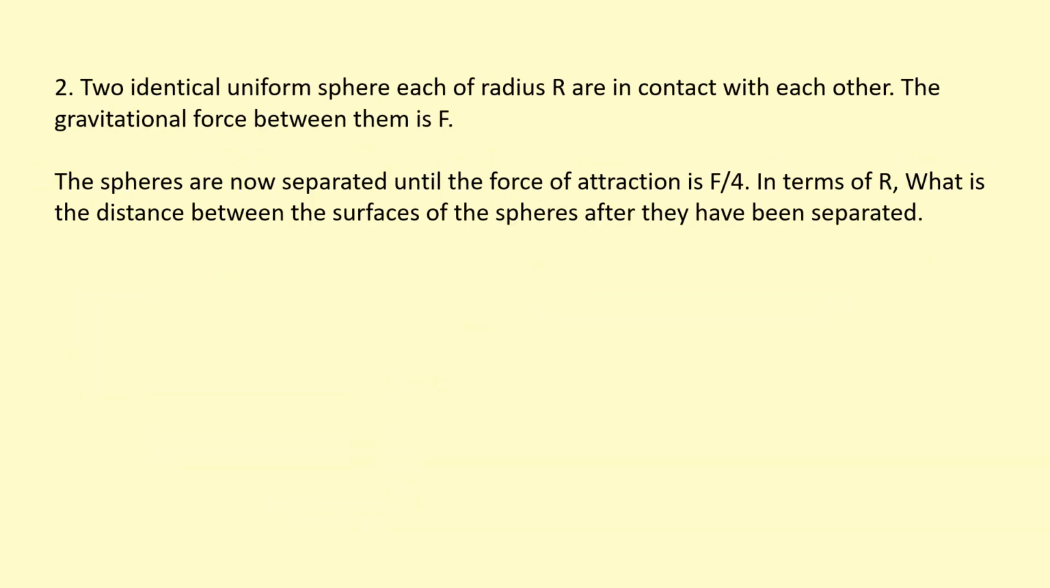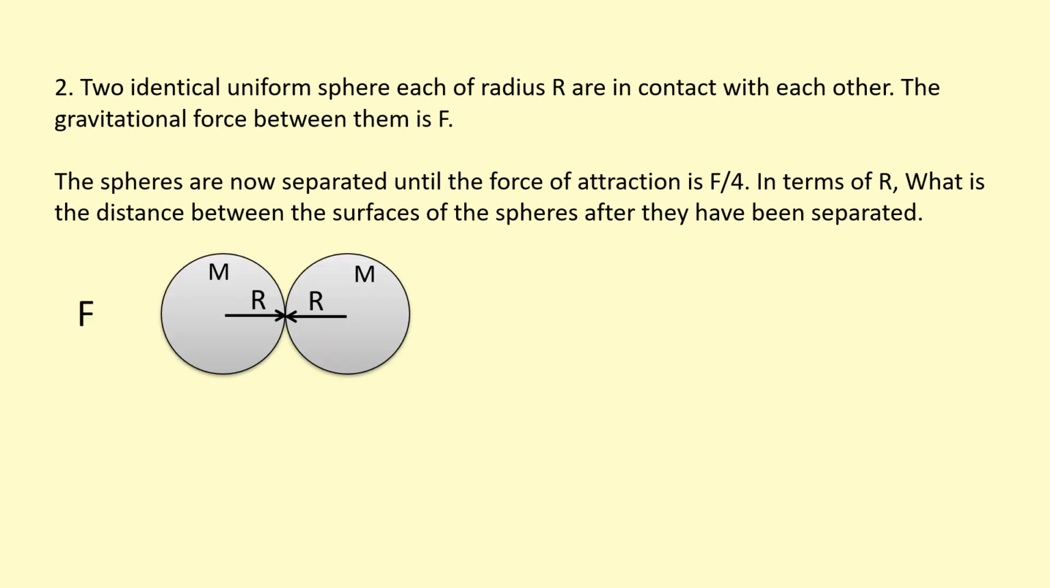In this example, we have two identical uniform spheres, each of radius r, and they're in contact with each other. The gravitational force between them is F. So the same spheres, same radius, same mass. The force between them on each one is F due to gravity. The spheres are now separated until the force of attraction is F/4. So it's a quarter of the force from before.